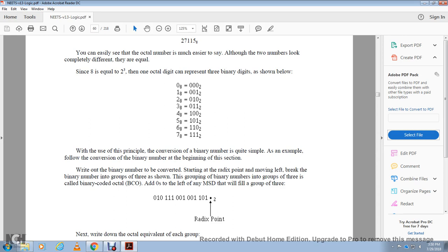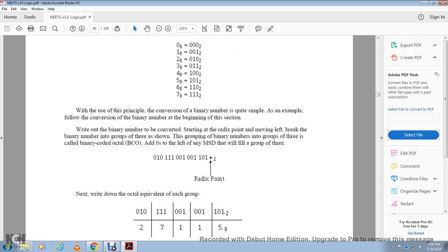So you want to take your number from the left of the radix point in steps of 3, and then add zeros to the left of the most significant digit to fill out a group of 3. Next, write down the octal equivalent of each group. 010 would be 2. 111 would be 7.